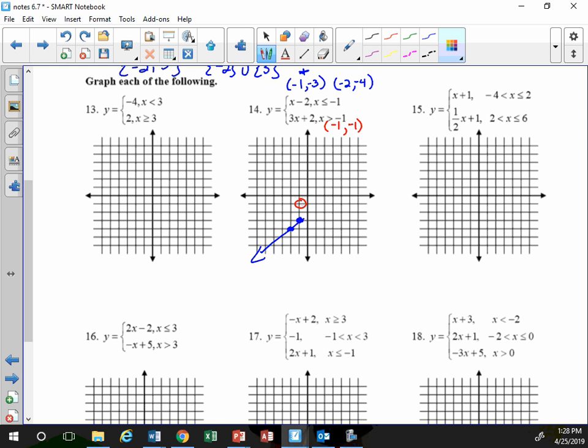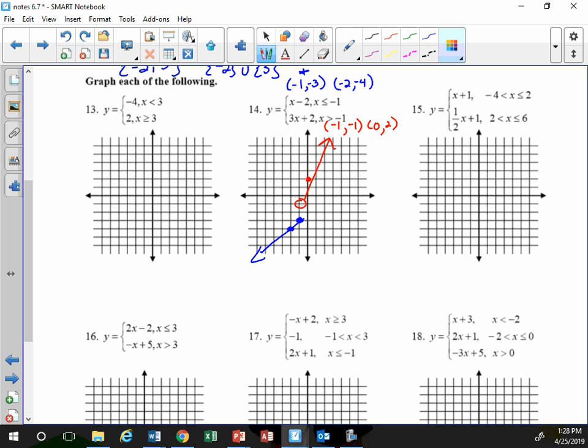So I need an x bigger than -1. 0. What do I get when I plug 0 in? Okay, so 0, 2. That's my second dot. Start from the first one, connect through the second, and you're done.